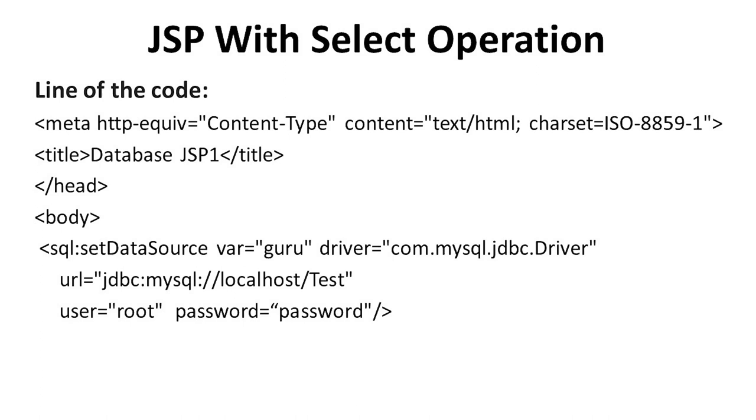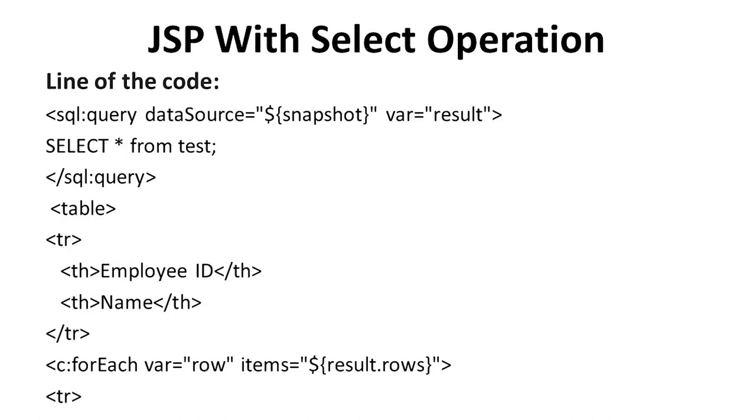In the body tag, we use sql:setDataSource, variable equal to group, then driver equal to com.mysql.jdbc.Driver. In the next line, url equal to jdbc:mysql://localhost/test. And in the next line, user equal to root, password equal to root. In the next line, sql:query dataSource equal to the variable, var equal to result, select * from test, we close sql:query.